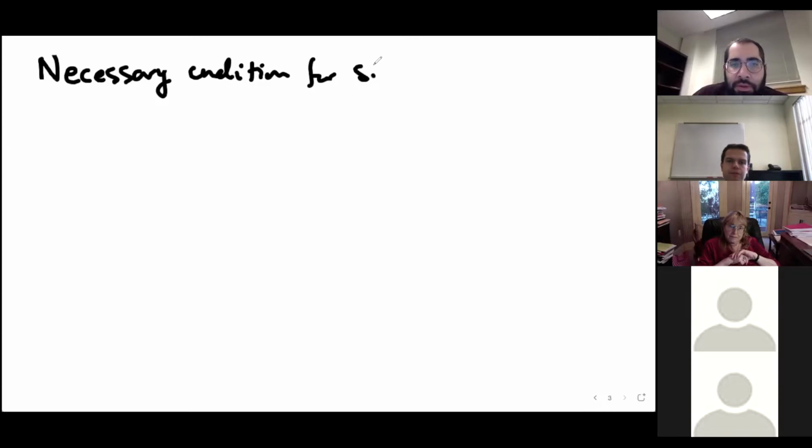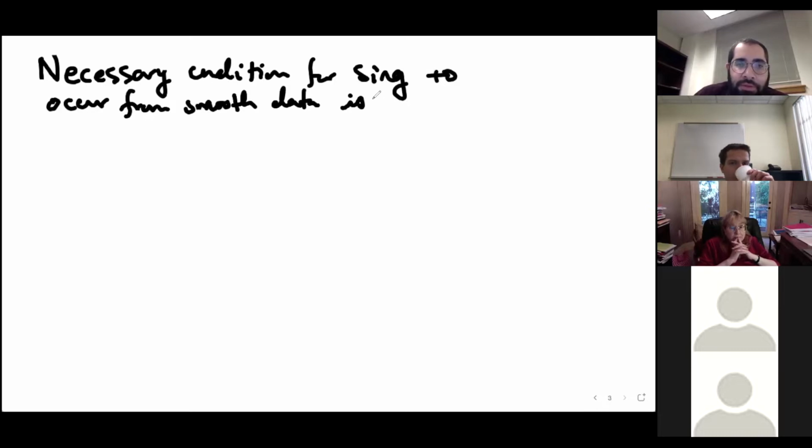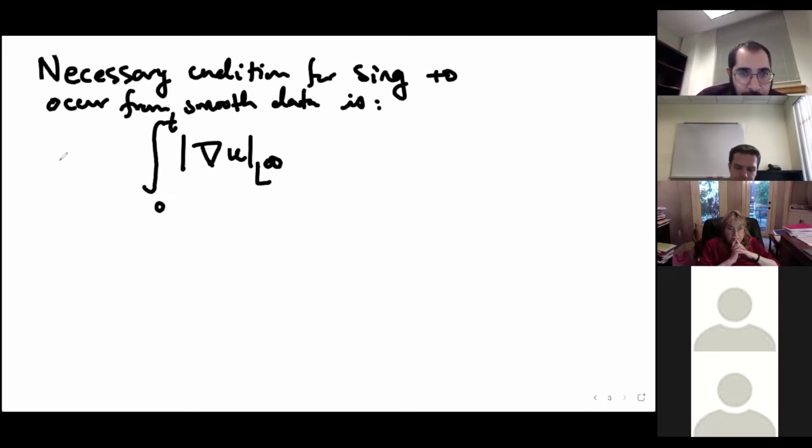Okay, now let me just recall one thing. As I mentioned in the beginning, a necessary and sufficient condition for a singularity to occur from smooth data is that the gradient of u in L infinity, the quantity that controls the characteristics when integrated in time, becomes infinite as you approach the purported blow-up time. So this is what controls the regularity of the equation.